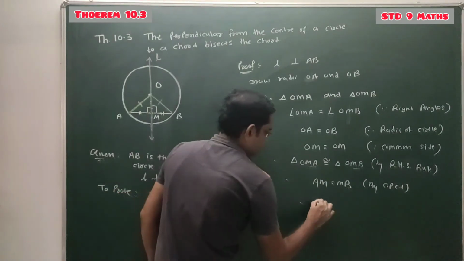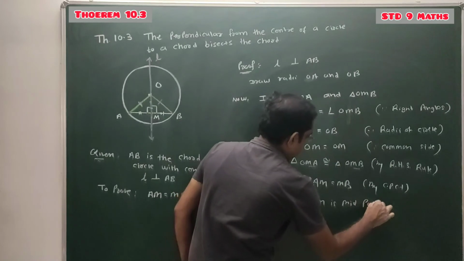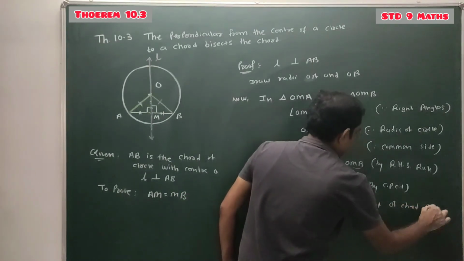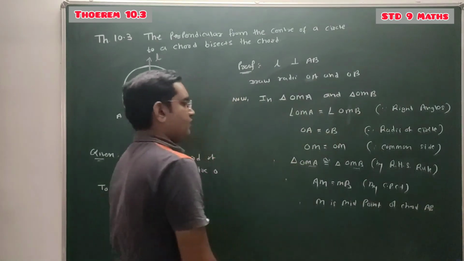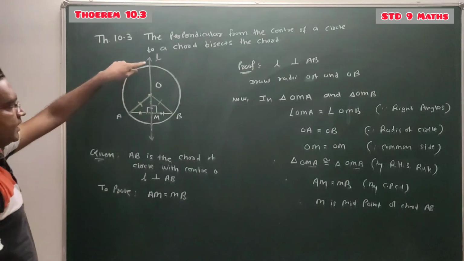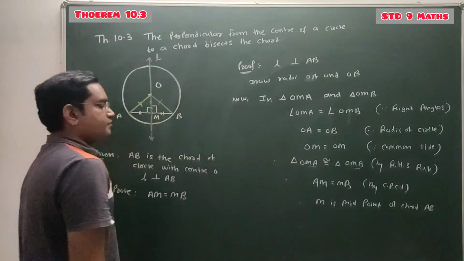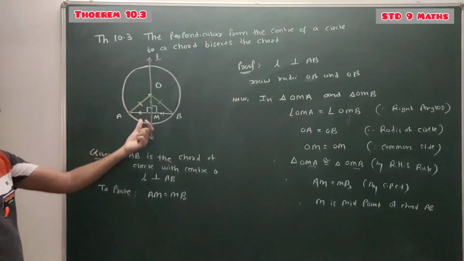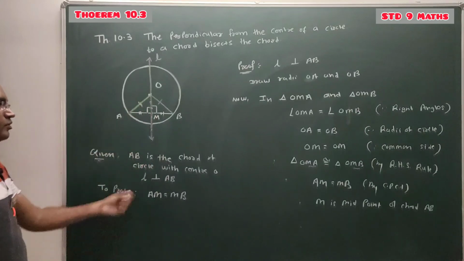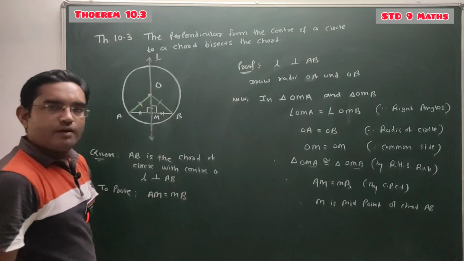So we can say that M is the midpoint of chord AB, and M is the point which lies on line L. So therefore we can write that a perpendicular drawn from the center of the circle bisects the chord, because M is the midpoint of AB. Clear students? Pause the video and note it down.